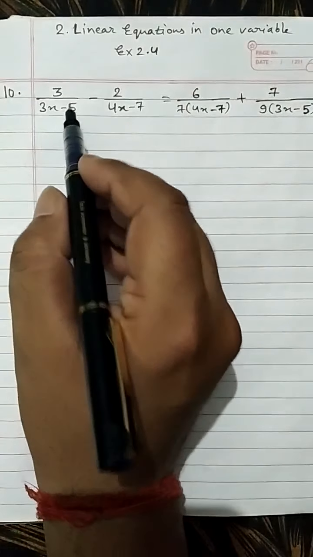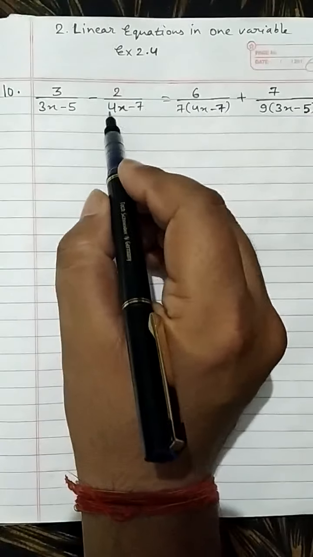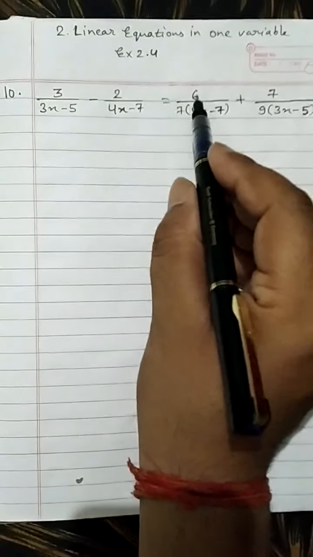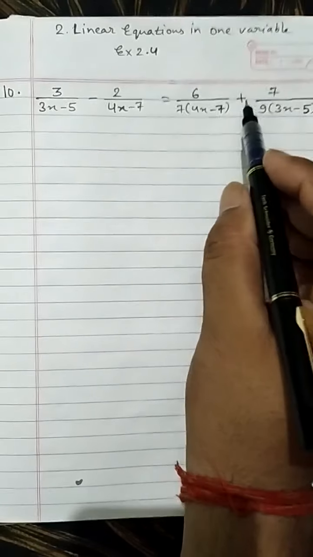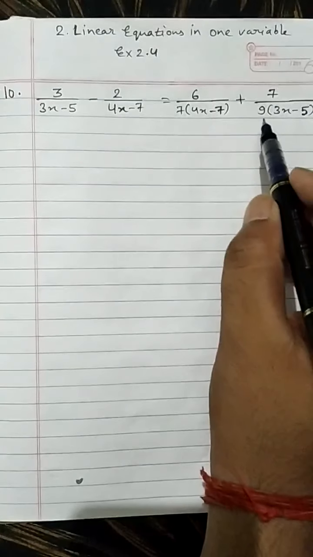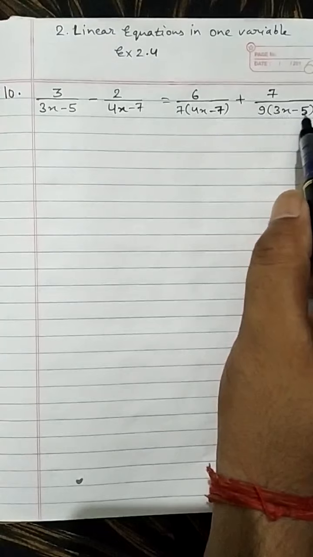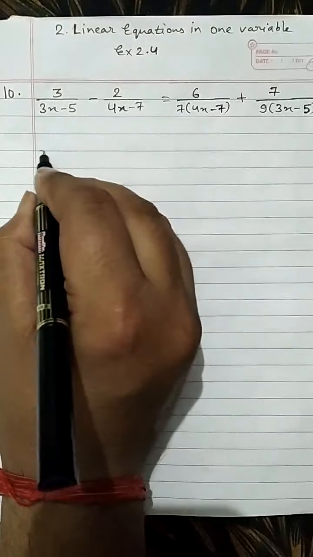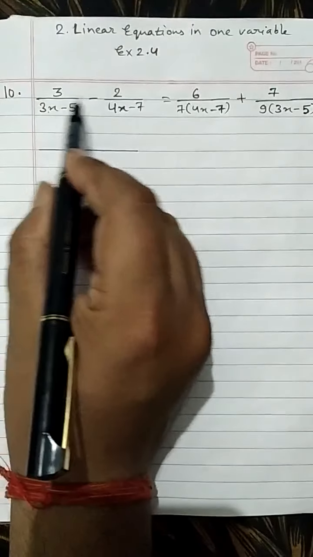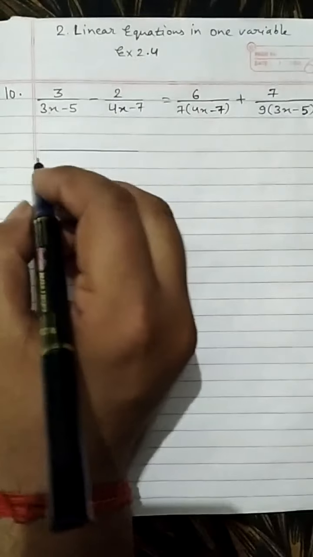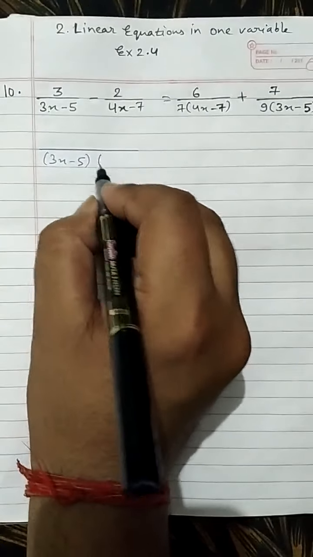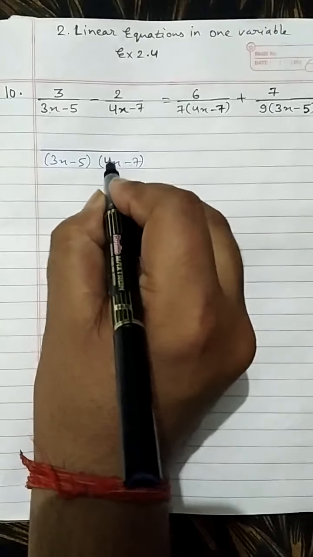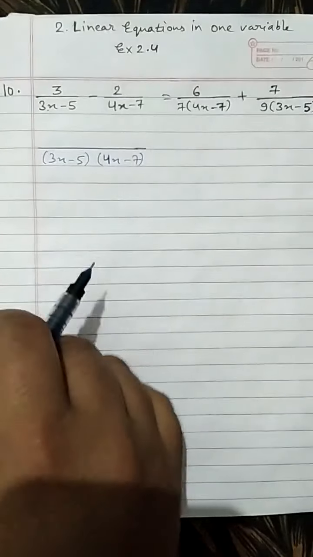3 upon 3x minus 5 minus 2 upon 4x minus 7 equals 6 upon 7(4x minus 7) plus 7 upon 9(3x minus 5). So in this case we will take the LCM of this binomial and this binomial. To get the LCM of these two, we just have to put them side by side, like this. This is the LCM.